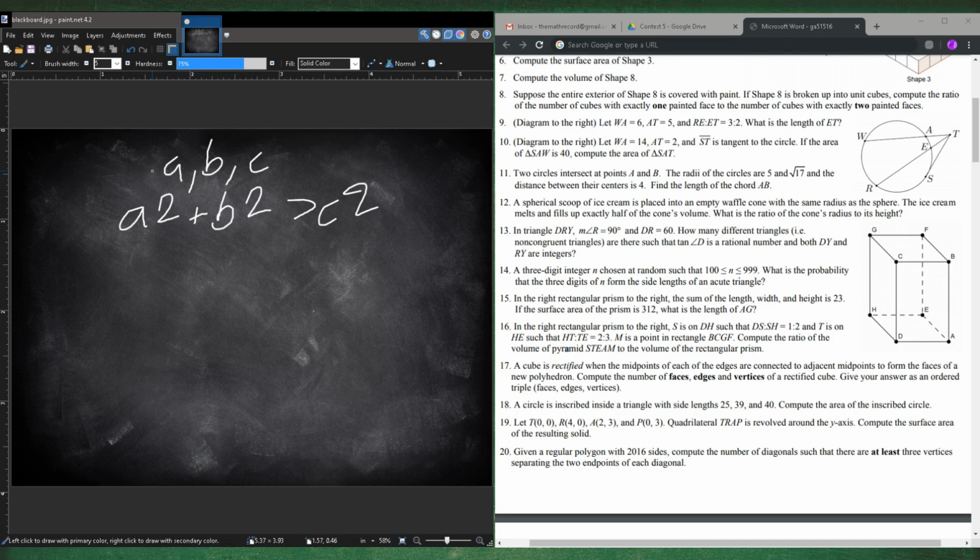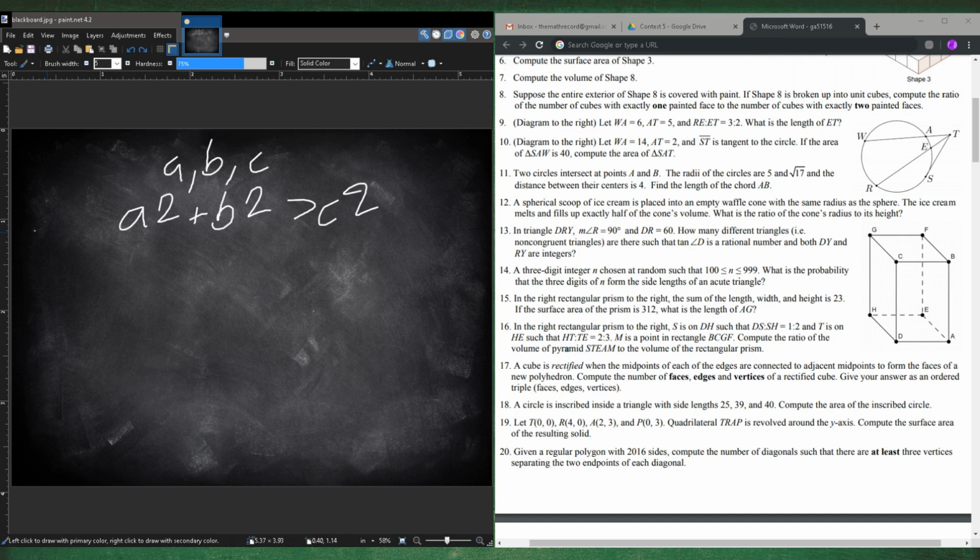That's basically for it to be acute. Since we're just going to look for c, we could just find combinations for a and b that work. If c is 1, then a and b could only be 1 and 1, because it can't be 0. A 0 wouldn't be a side length. So it's going to be 1, 1, 1, the only possibility, because a and b have to be less than or equal to c.